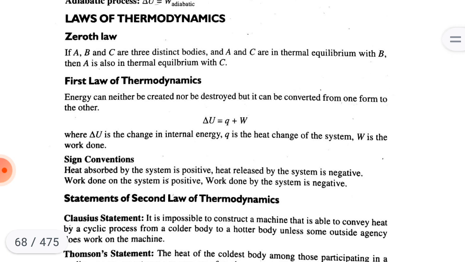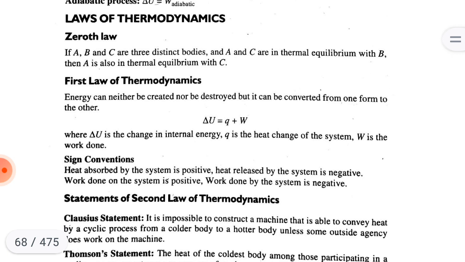Laws of thermodynamics. Zeroth law. If A, B and C are three distinct bodies, and A and C are each in thermal equilibrium with B, then A is also in thermal equilibrium with C. First law of thermodynamics: energy can neither be created nor destroyed, but it can be converted from one form to another. Delta U is equal to Q plus W, where delta U is the change in internal energy, Q is the heat change of the system, and W is the work done.